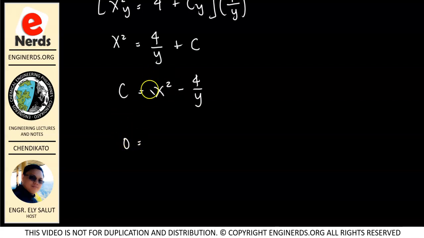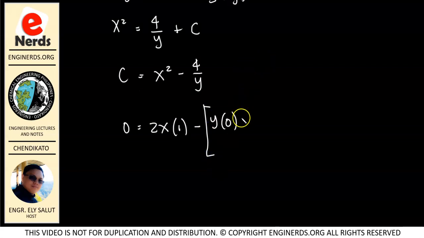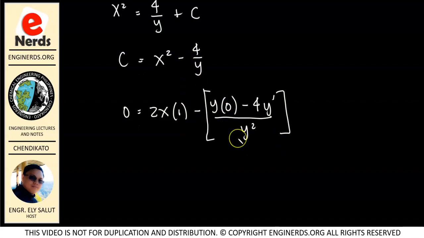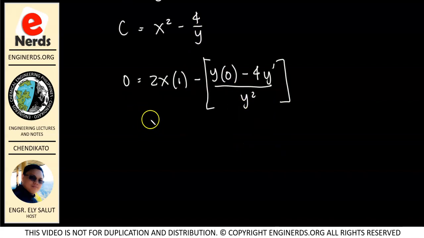The derivative of x squared is 2x times the derivative of x, which is 1, minus the derivative of 4 over y. So we know that the derivative of 4 over y is equal to y times the derivative of 4, which is 0. Okay, then this is inside a grouping symbol para hindi tayo malito sa sign. Then I have minus 4 times the derivative of y, which is y prime, over y squared. Okay, so this is our way of taking the derivative. Okay, natutunan na natin yan sa differential calculus, no?